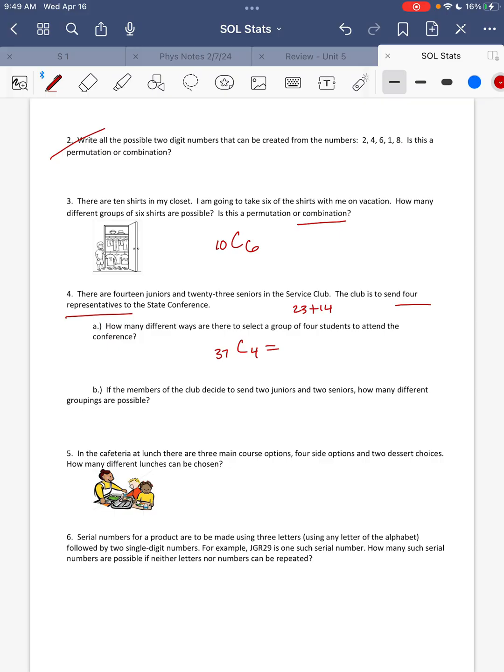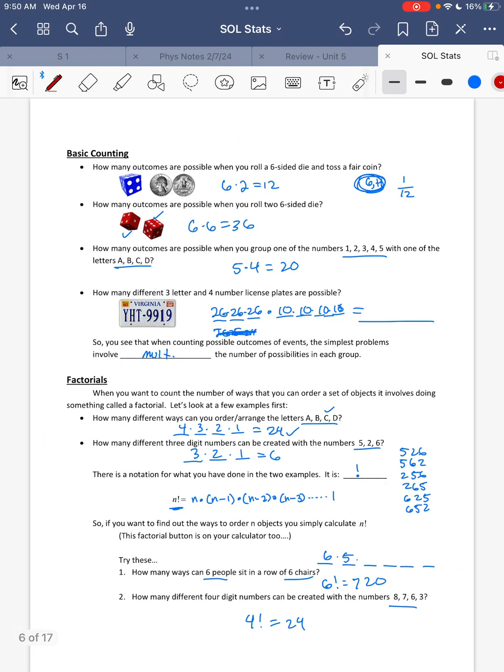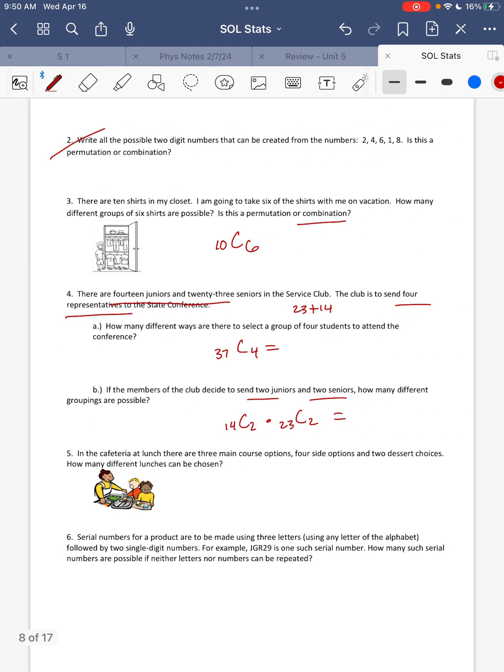And then here, the members of the club want to send 2 juniors and 2 seniors. There was a reason that I gave it to you broken up like that. If I want to do this at the same time, I'd have 14 juniors, I'm going to choose 2. Then I have 23 seniors, I'm going to choose 2 of them. With that, you would take these 2 answers and multiply them together. You just get those 2 answers on Desmos and multiply them because you're doing these at the same time. So it kind of goes back to the other thing that we did earlier with basic counting, right?